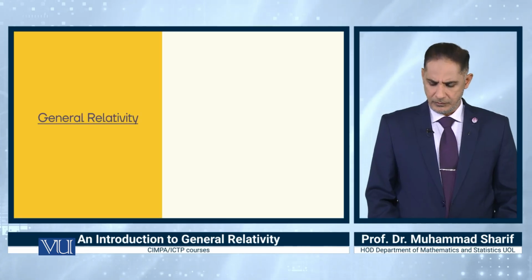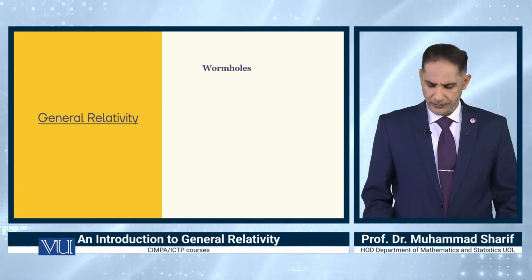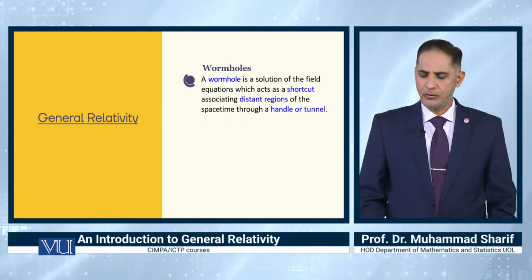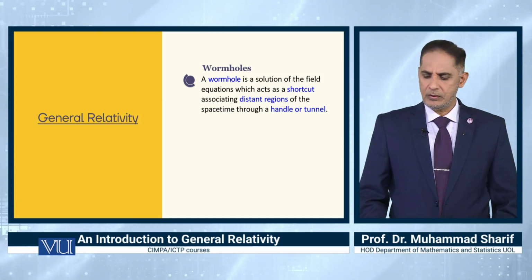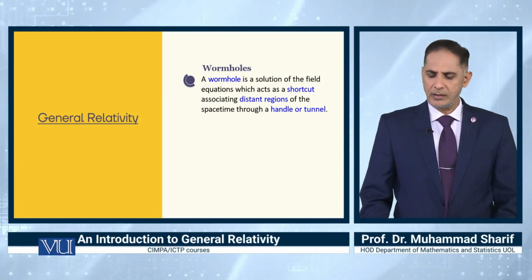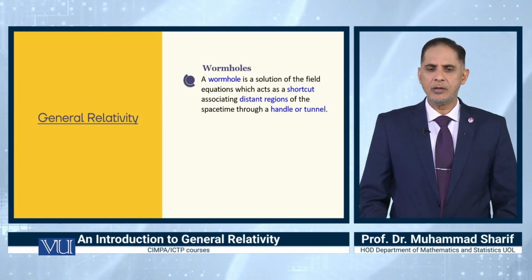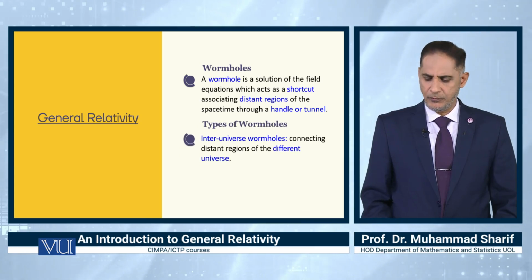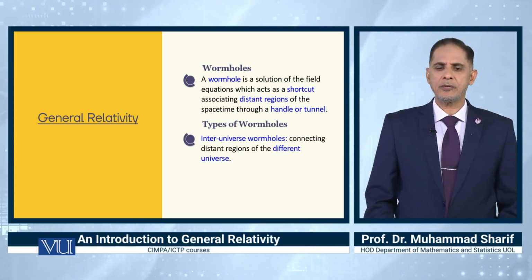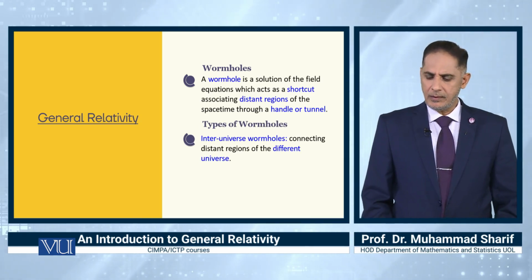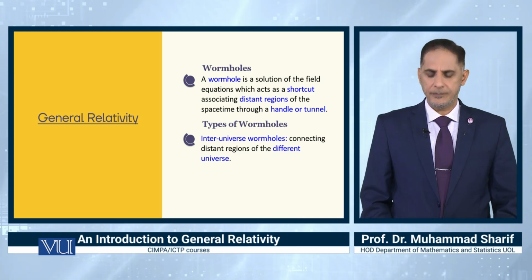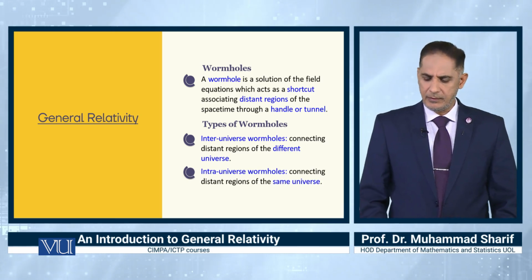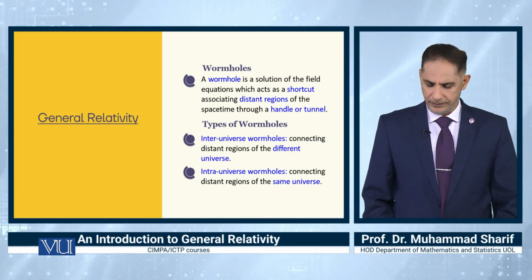Now finally we discuss wormholes. This is also an interesting object. This is a solution of the field equations which acts as a shortcut associating distant regions of space-time through a handle or tunnel. There are 2 types of wormholes. Number 1, inter-universe wormholes, connecting distant regions of different universes. And number 2, intra-universe wormholes, they connect distant regions of the same universe.